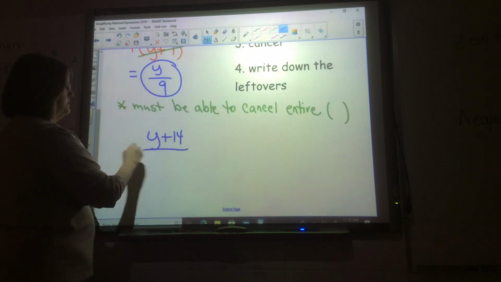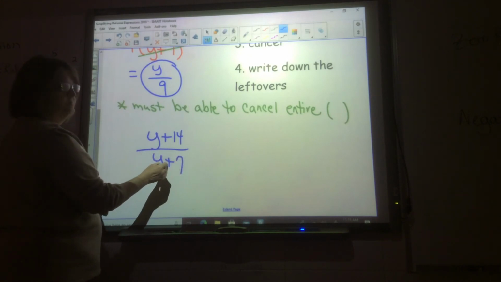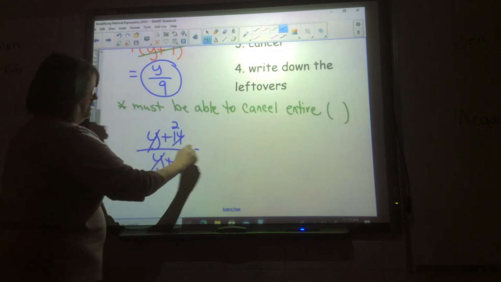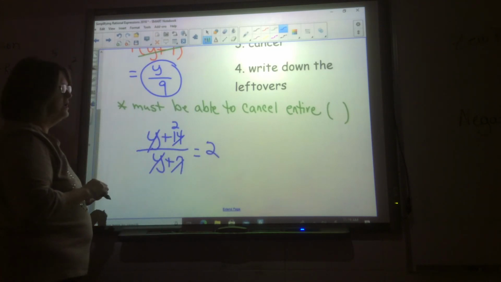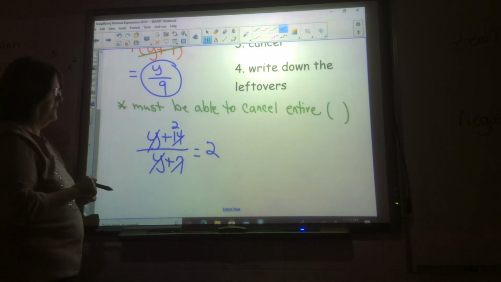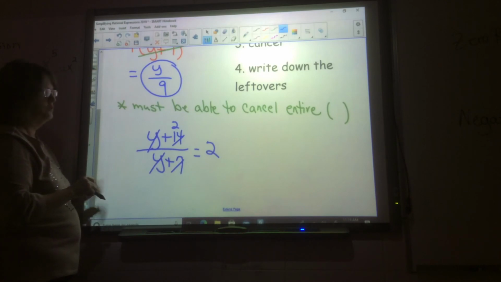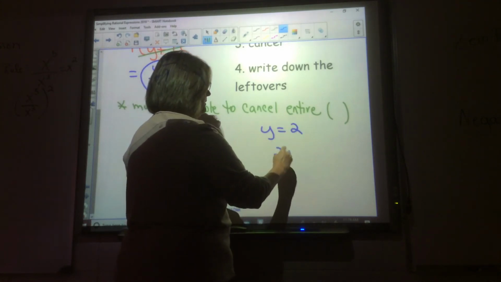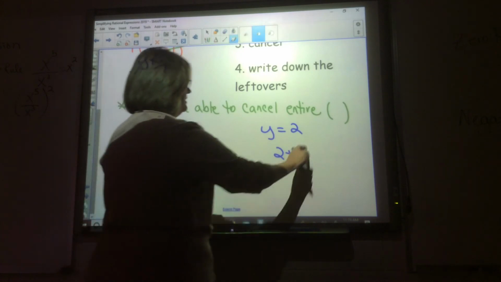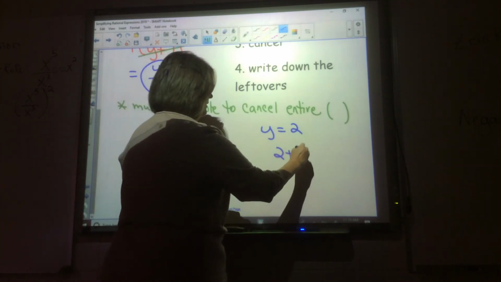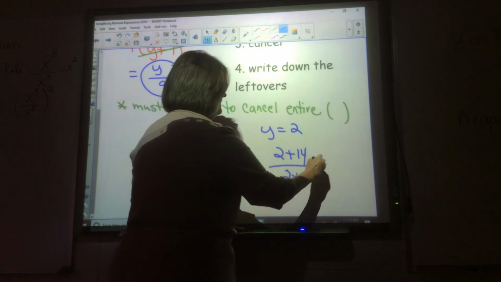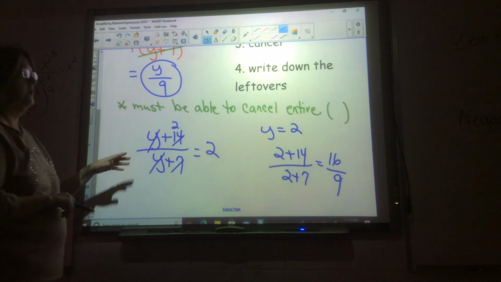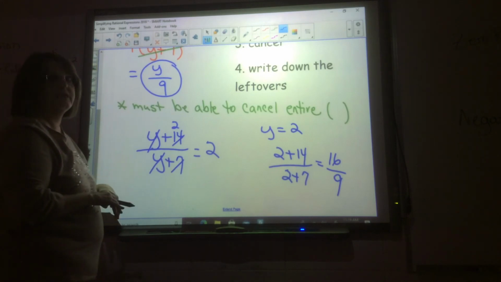Y plus 14 over y plus 7. When there's a plus sign, you can't do this. That's not true. That's not going to give me 2. That's just an untrue statement. That's like saying, let's say y has a value of 2. If I do 2 plus 14 over 2 plus 7, that's going to be 16 over 9, and that's not equal to 2. So that is not true. That's why you have to be able to cancel the entire parentheses.